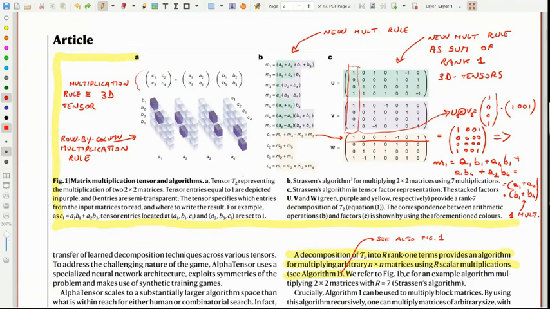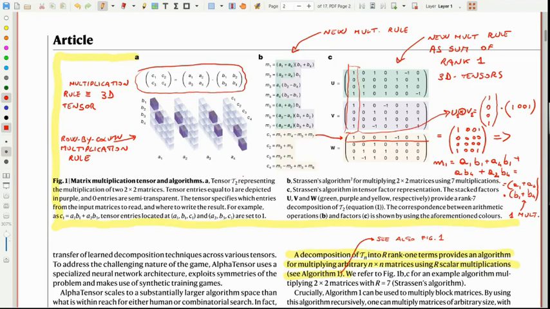Now, look at this multiplication rule. The standard multiplication rule is that C1 is A1 B1 plus A2 B3, right? Rows by column. So I'm showing you how to represent this standard row by columns multiplication algorithm with a tensor. By tensor I mean a rank 3 tensor, a 3-dimensional table with numbers inside.